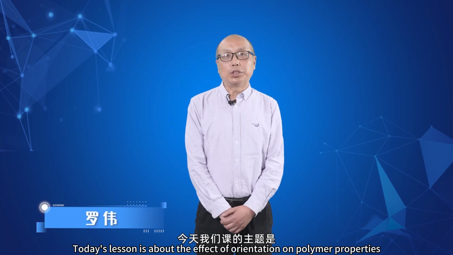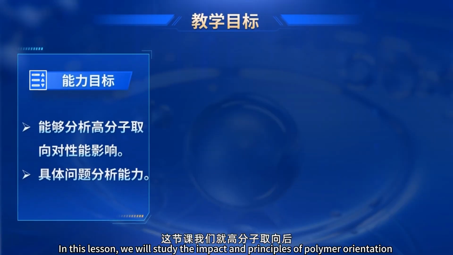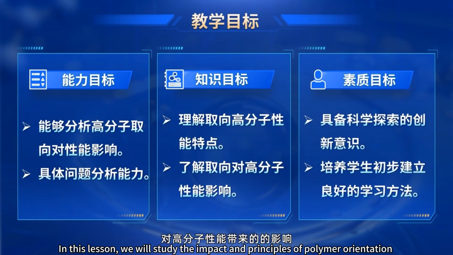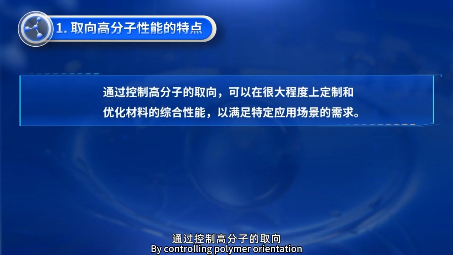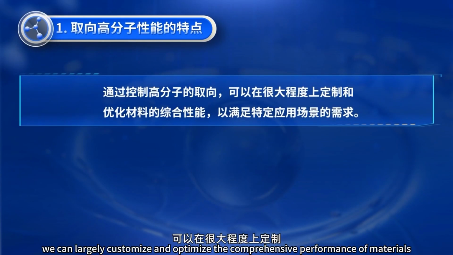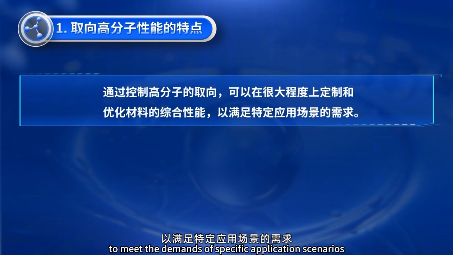Hello, everyone. Today's lesson is about the effect of orientation on polymer properties. In this lesson, we will study the impact and principles of polymer orientation on polymer properties. By controlling polymer orientation, we can largely customize and optimize the comprehensive performance of materials to meet the demands of specific application scenarios.